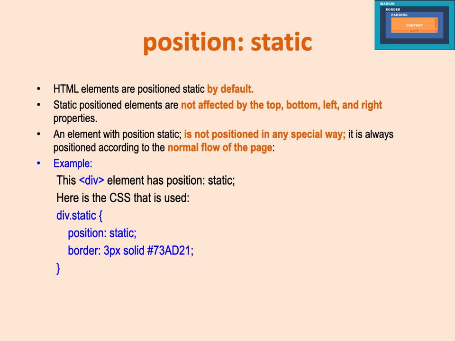One example is given here. The div element has position static. Explicitly, position colon static value is given here. In our example, div.static, a class is specified here. Static is the class name, and the position value is specified as static, and border, a shorthand method, is given here. Border 3px solid, and a color code is specified: #73ad21. That is a color code there.